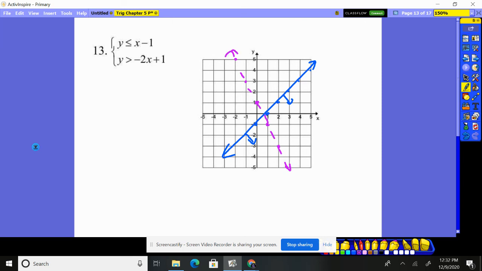Now, which way do we shade? It says greater than, so we're shading this way. So you're shading below the blue and above the purple. So it looks like this section here, so that point and that point, 5-1, 5-2, 5-3, would make both equations true. Everybody in here is who we're shading.